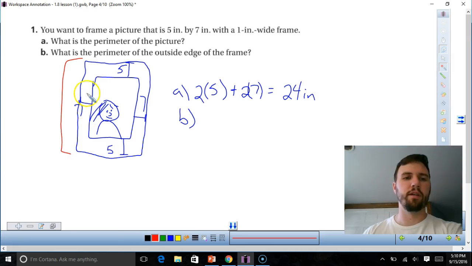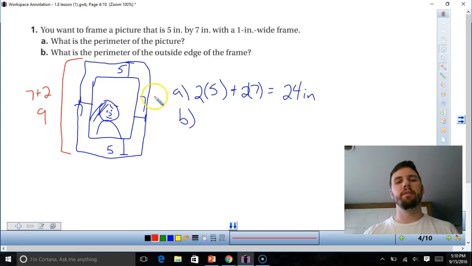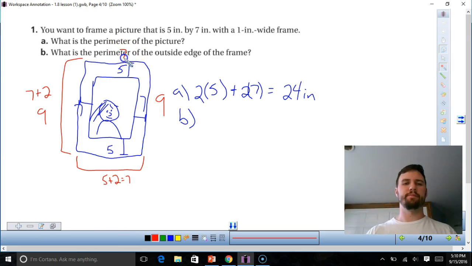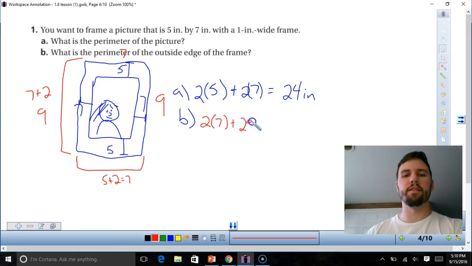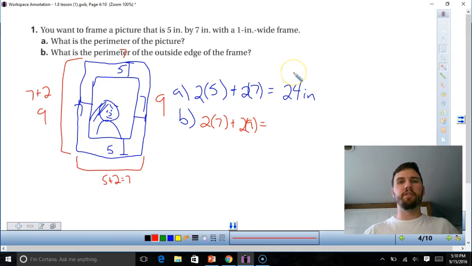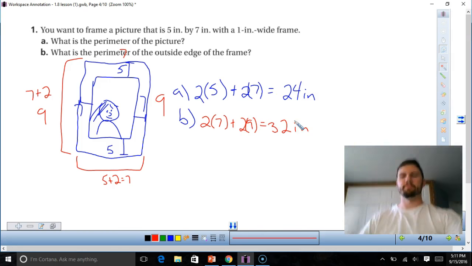7 before. Now an inch here and 1 here, so it'd be 7 plus 2, which is 9. And then this would be 9. Down here, I had 5. I added 2, 1 to each side. So 5 plus 2 is 7. So my new perimeter is, I have 2 7s and 2 9s. 2 times 7 is 14. 2 times 9 is 18. 14 plus 18 is 32 inches.